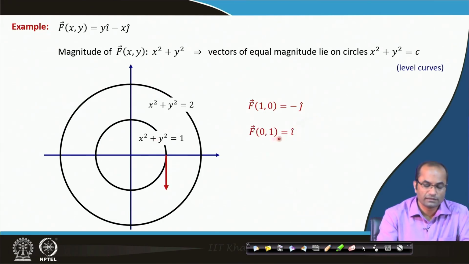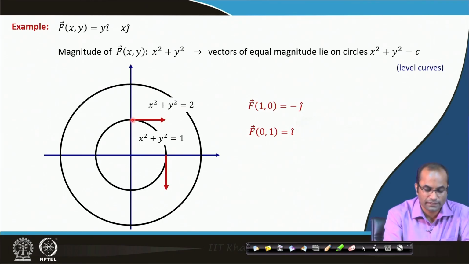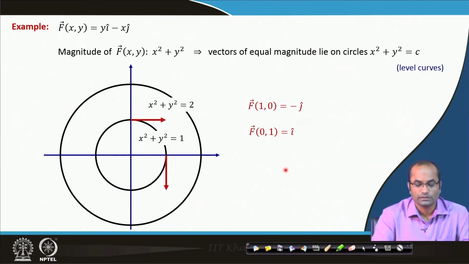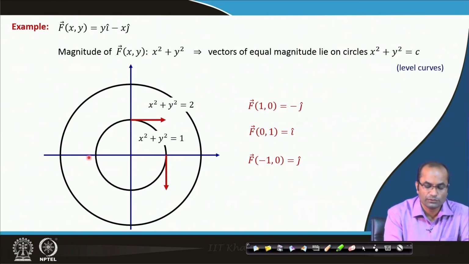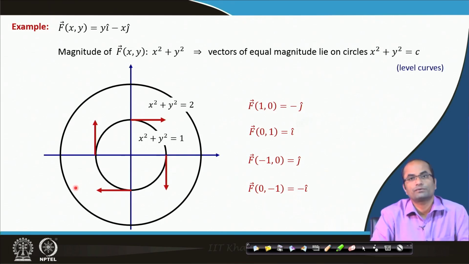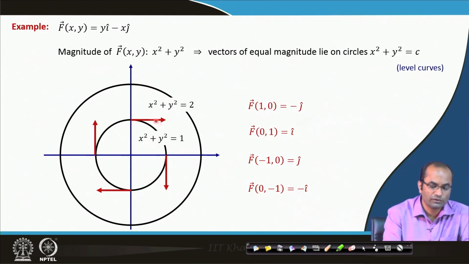So, for instance, we take another point, (0, 1). So, x is 0 and y is 1. At this point it is given by i, so we have this vector i, which can be described by this arrow. Similarly, we can talk about another point, (-1, 0). Here the vector is j, in this direction. And again at (0, -1) we have it in this direction. So, that is the visualization on this particular curve for this vector field.